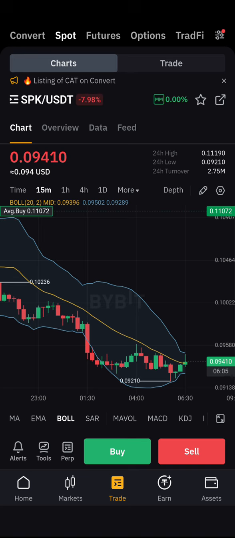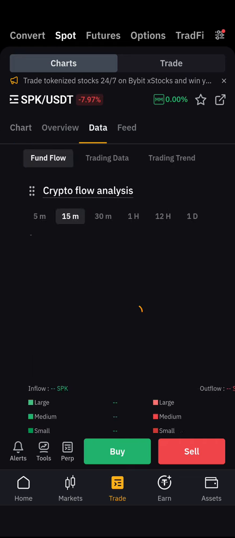So the question is, is it the right coin to invest in now? If it is, then we can go further and look at this data. Looking at the data, we can see how many people are coming in and how many people are going out of this trade. So let's quickly dive into that to see.